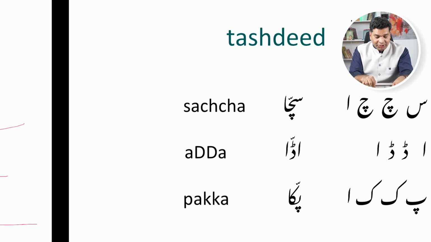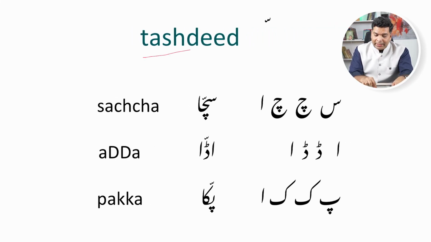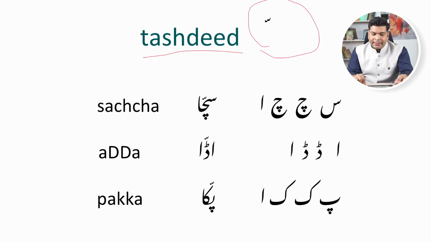Then another very important one is what we call tashdeed. Now, what is a tashdeed? The symbol is like this. A tashdeed is where you have a double letter.